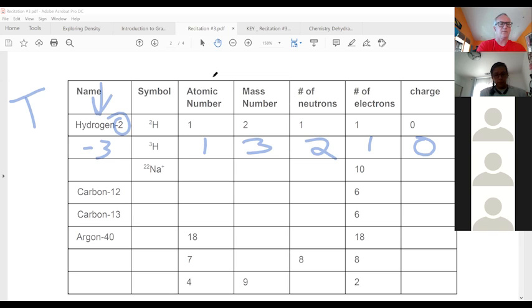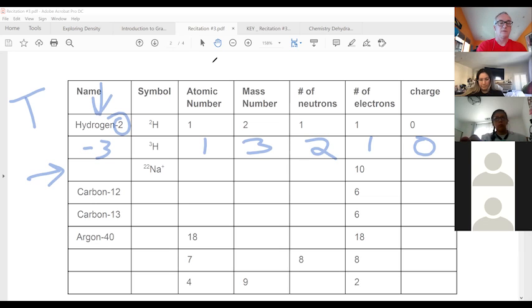So group 6, what's the name of this particular atom? Actually, it isn't an atom, is it? It's an ion. What's the name of it? Sodium. Sodium what? Sodium 22. Yep. So what's its atomic number? 11. Because no matter what kind of sodium it is, they all have 11 protons.